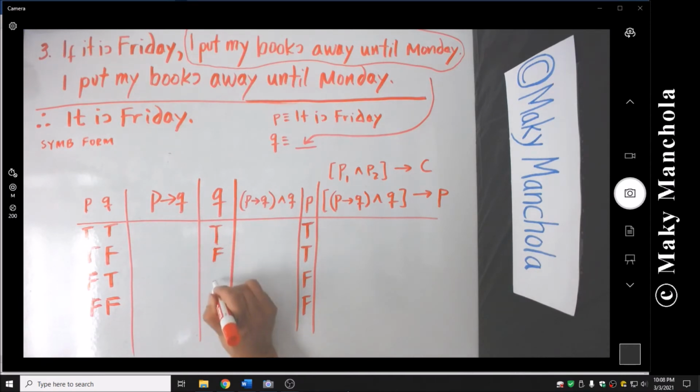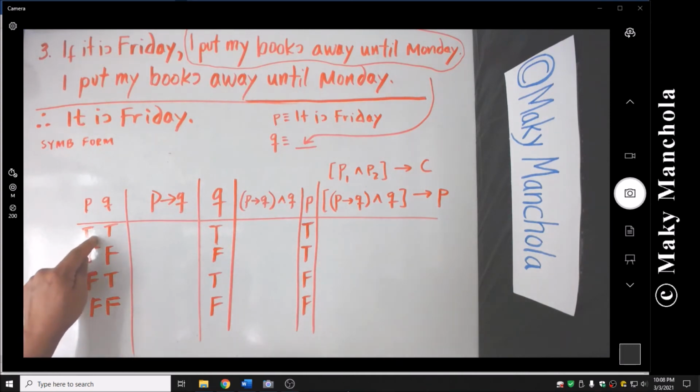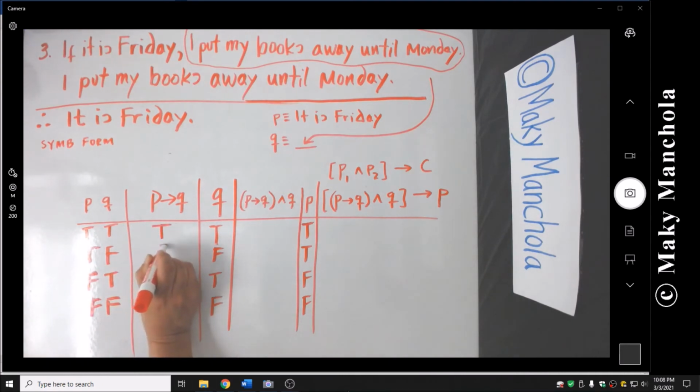P implies Q, we appeal to the definition. True implies true is true. True implies false is false. False implies true is true. False implies false is true.